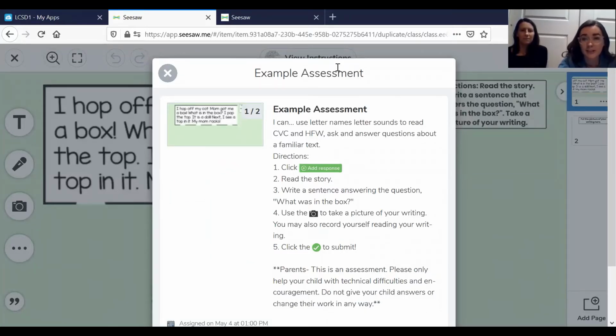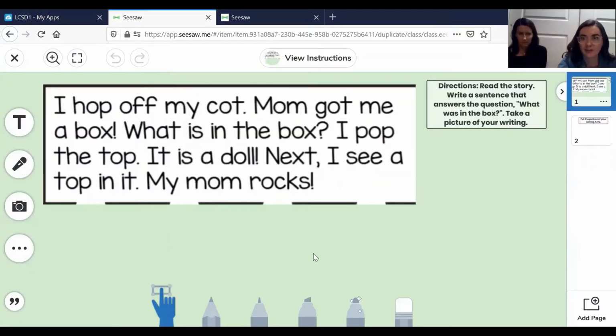So this is a two-part assessment. The first part, I'm going to read a passage. The second part, I'm going to do some writing. So first, we're going to start by watching me sound out or stretch through all of these words.